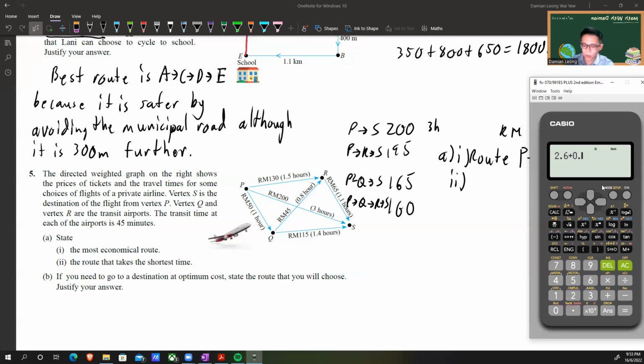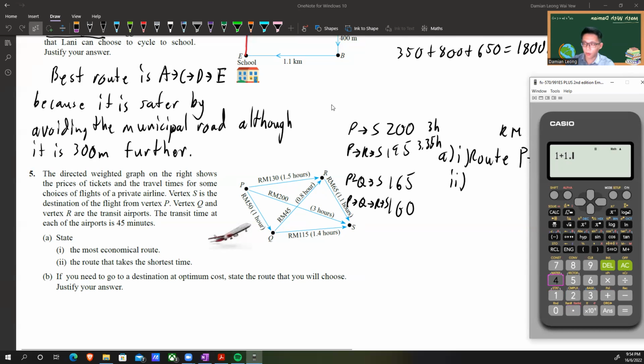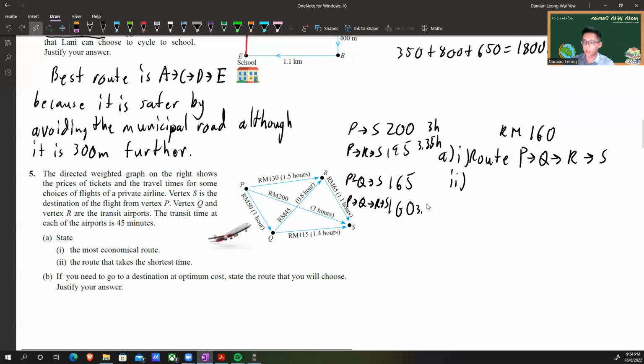2.6 plus 0.75, so it adds up to 3.35 hours. Okay, that's how long it takes. PQS, from P to Q to S. So it's 1 hour plus 1.4 hours, so 1 plus 1.4, then plus another 0.75 of an hour for the 45 minutes, because it stops at that one airport. So it will be 3.15 hours.